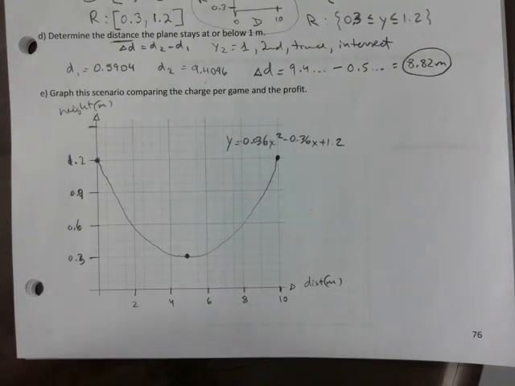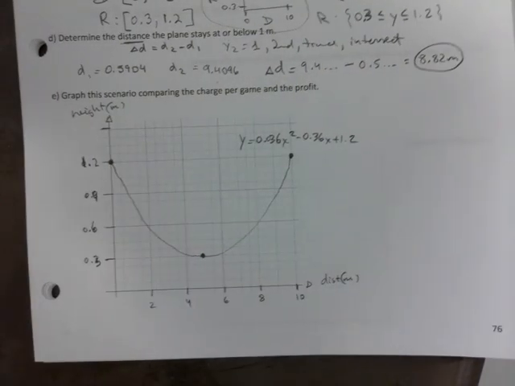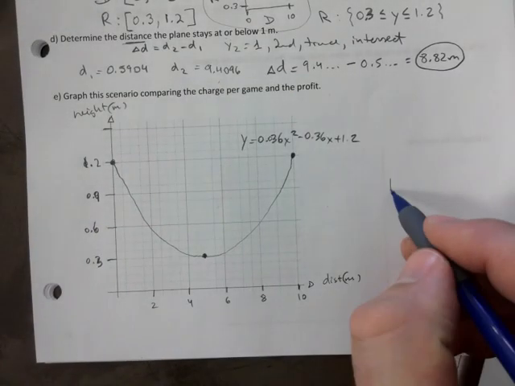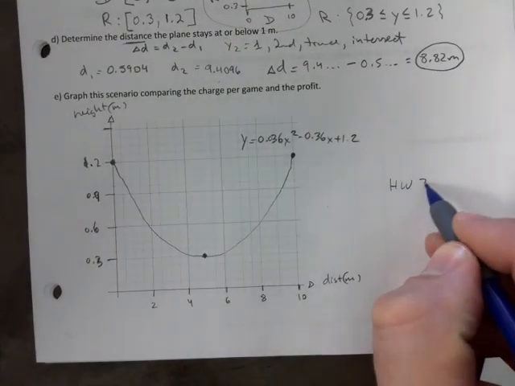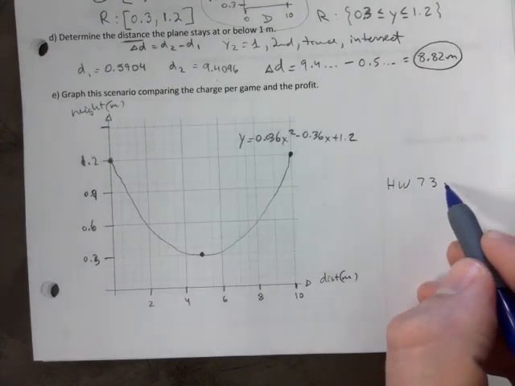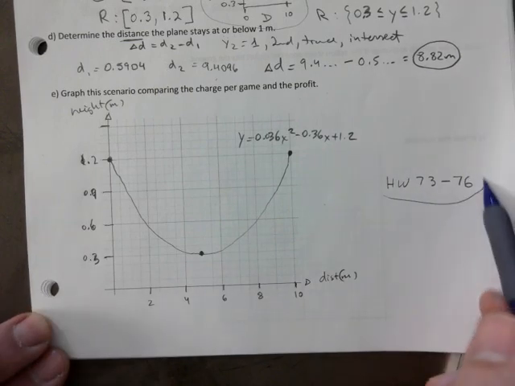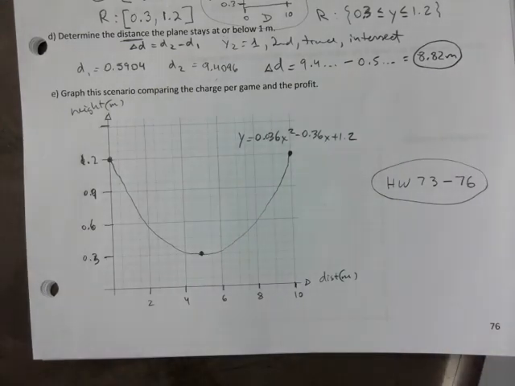I'm going to post a key, homework is going to be finish 73 all the way to 76. I'm going to say 76 because the key is going to include this. But obviously, if it's already done, why would you do it again?